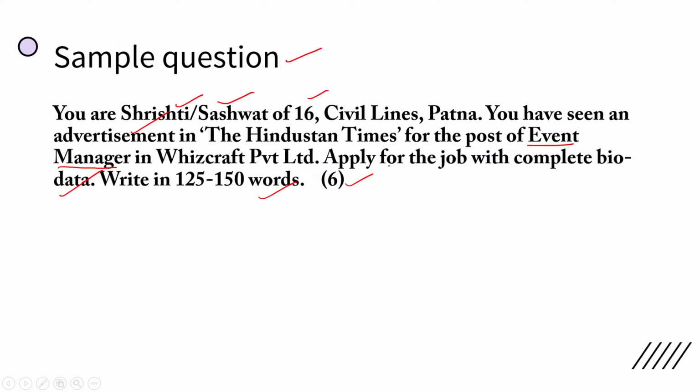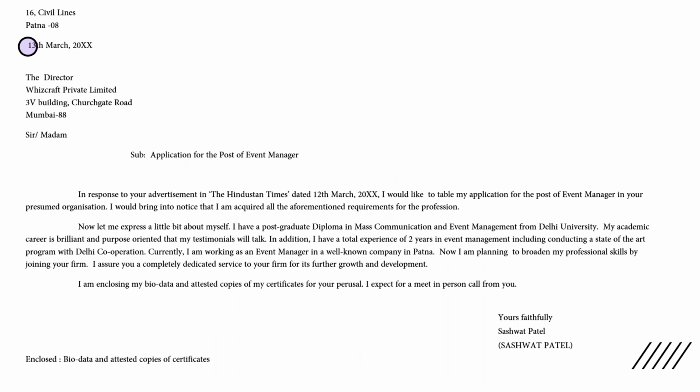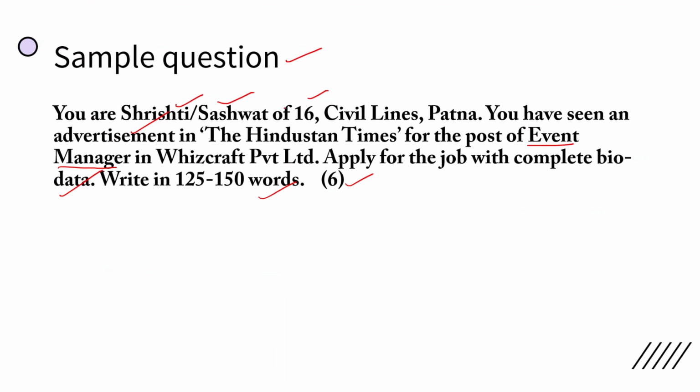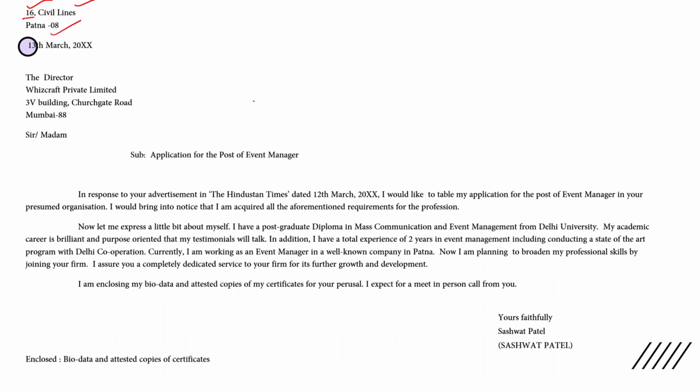So, a question for job application may come like this. Now you are asked to prepare a job application for the post of an event manager in a private company. Now let us check the answer. First, sender's address. Who is writing this letter? Who is the job seeker? His address, 16 Civil Lines, Patna. Look at that. Shashwat, 16 Civil Lines, Patna. The same address we used there.